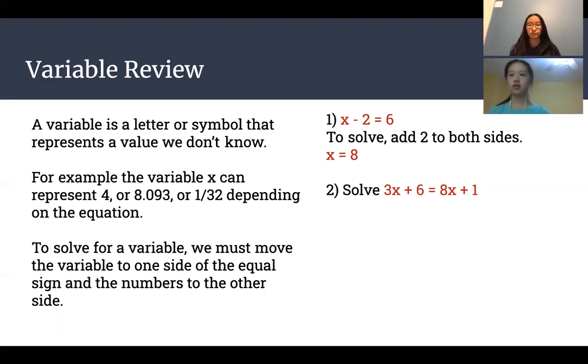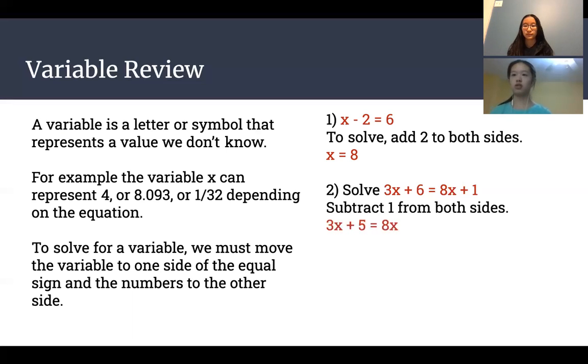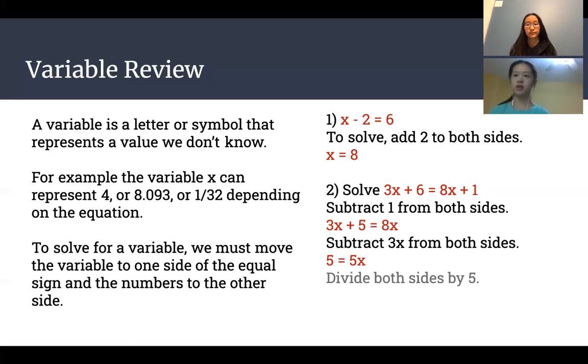And here is another example, which is a little bit harder. 3x plus 6 equals 8x plus 1. When it says to solve an equation, it's talking about finding the value of the variable. So for this equation, remember, we're trying to put the variable on one side and everything else on the other side. The first thing we could do is subtract 1 from both sides, and that changes the equation to 3x plus 5 equals 8x. Next, we subtract 3x from both sides, and we get 5 equals 5x. Finally, we divide both sides by 5, and that gives us x equals 1.